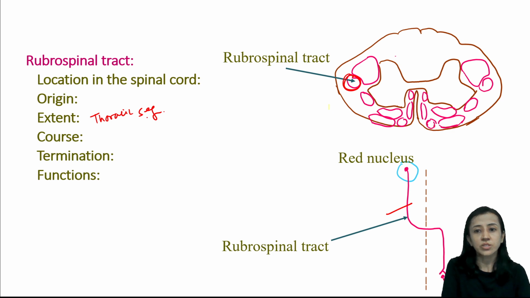Of course, they cross the midline and they descend the spinal cord through the reticular formation in the pons and medulla, and they terminate on the interneurons along with the corticospinal tract. What are the functions of the rubrospinal tract? These rubrospinal tract fibers act as an alternative route for the pyramidal system to exert influence on the lower motor neuron. And these tracts facilitate flexors and inhibit extensors.